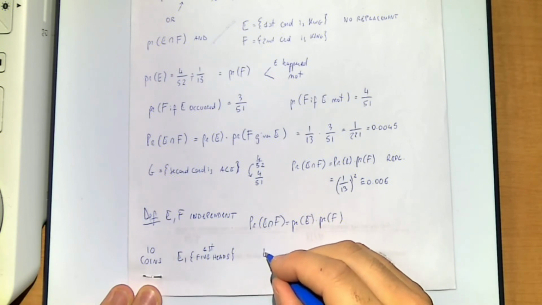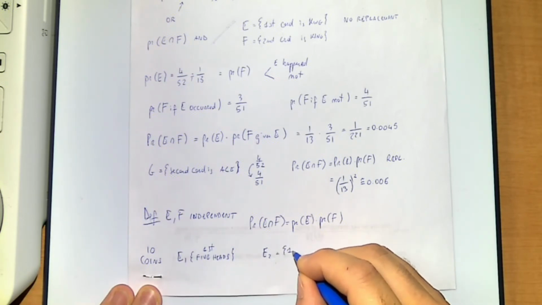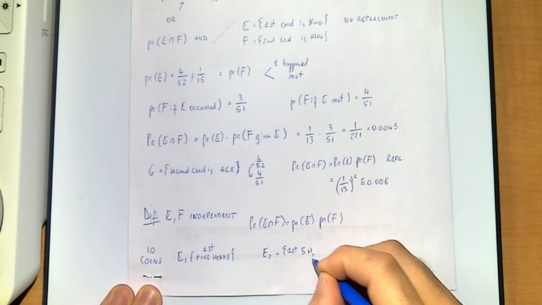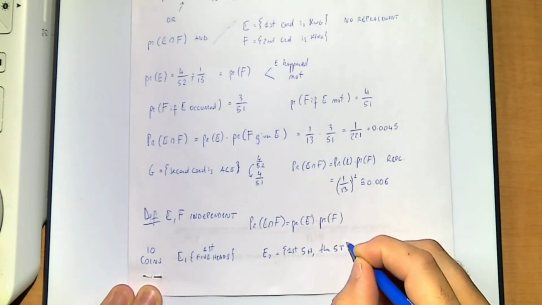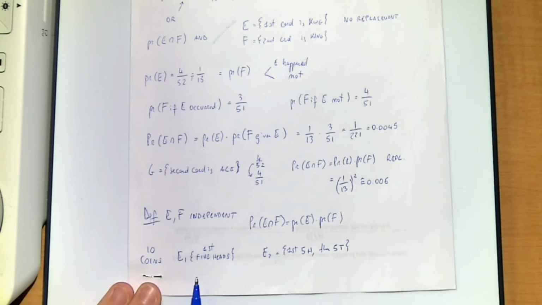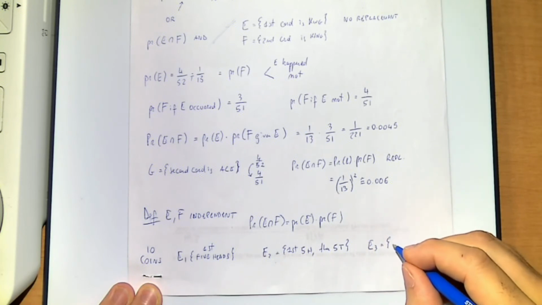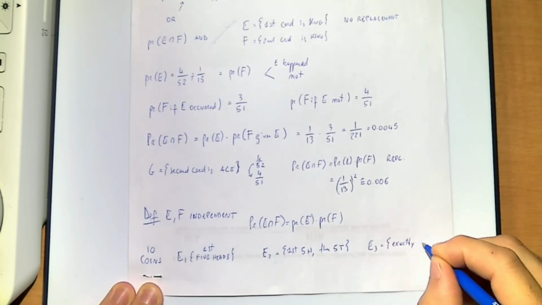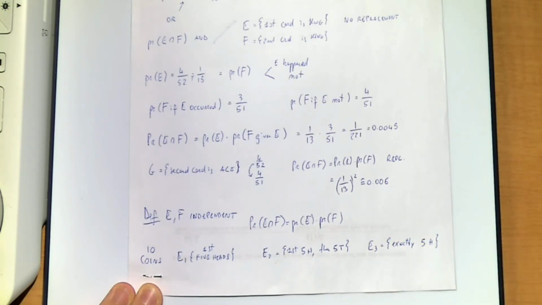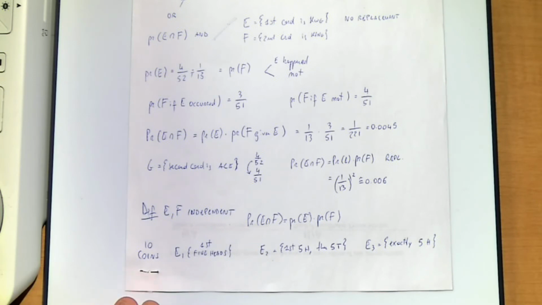Or I could have E2 to be first 5 heads, then 5 tails. Clearly this event is different from E1. The first one is I just want 5 heads and then I don't care. This one is I want 5 heads and then 5 tails. And then I have an even different event, which is I just want exactly 5 heads. I don't care when. All these events are similar but different. Okay? And let's see what happens to these.